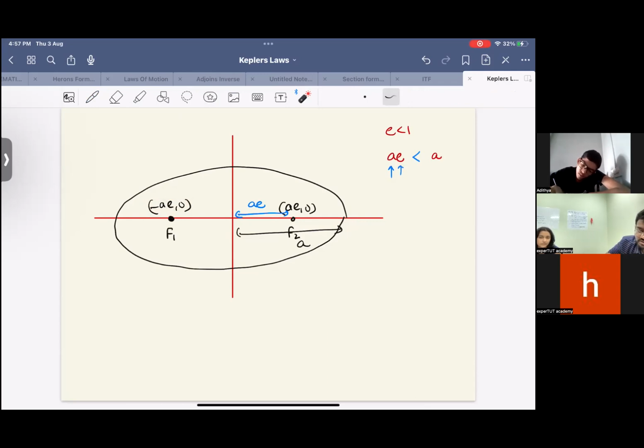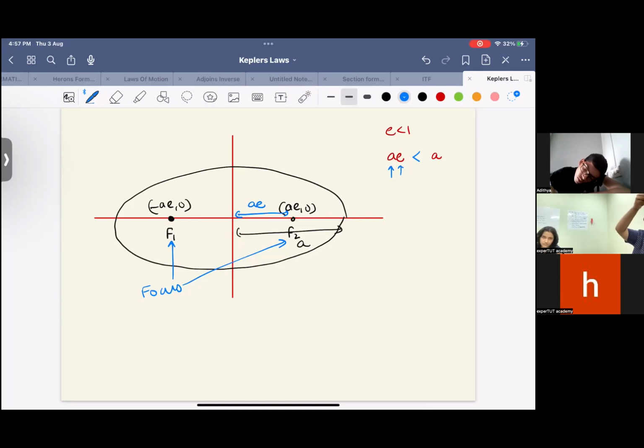And these points are called focuses. So this is focus 1, focus 2. Focus 1, focus 2, understood?